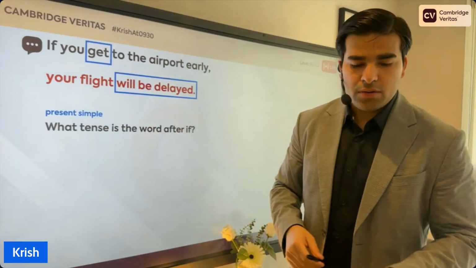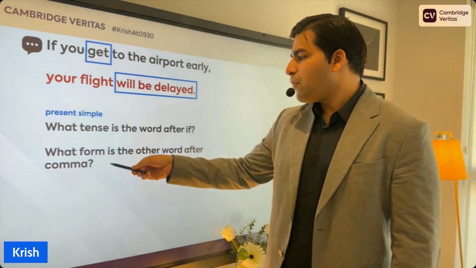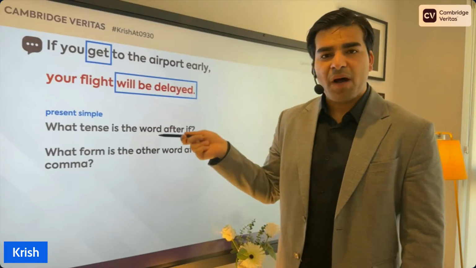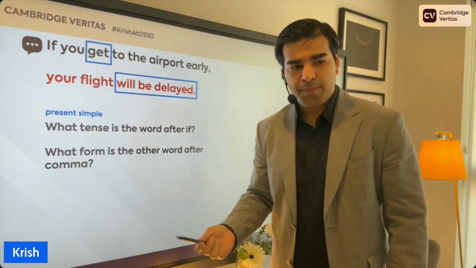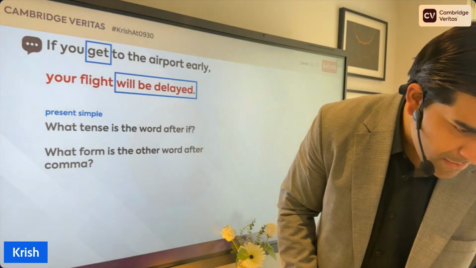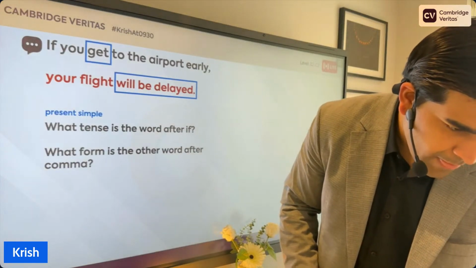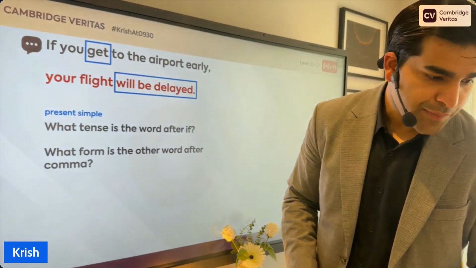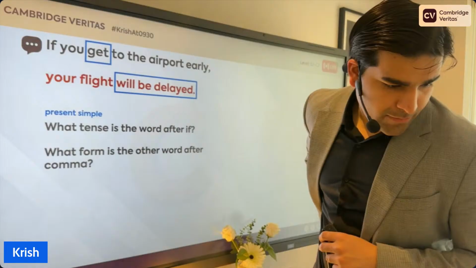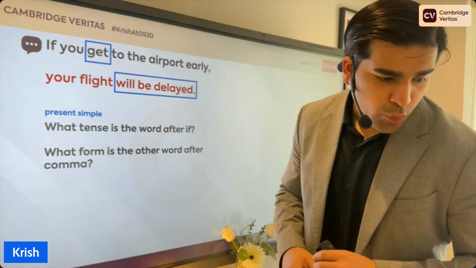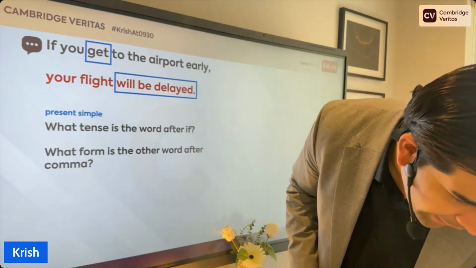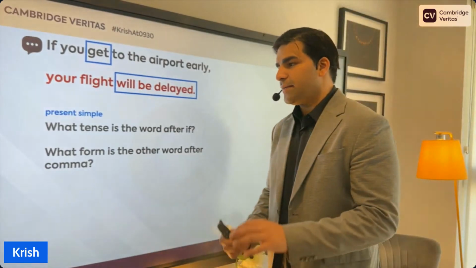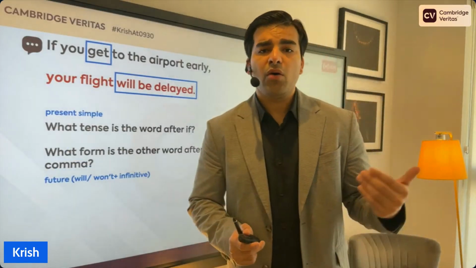It's present. Now, look at here. What form is the other word after comma? So after comma, this part is past, present, or future. Is it past? Is it present? Or is it future? Will be delayed is future. Thank you, Hasmat, Nagashri, Jani, Kausar. Superb, guys. Lovely. It is future, will or won't plus infinitive.